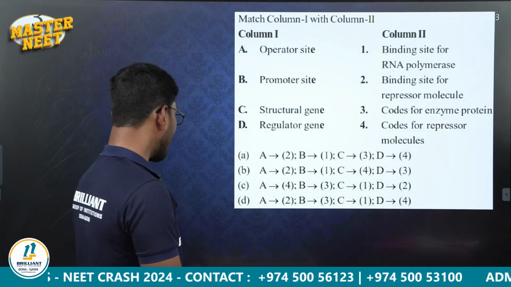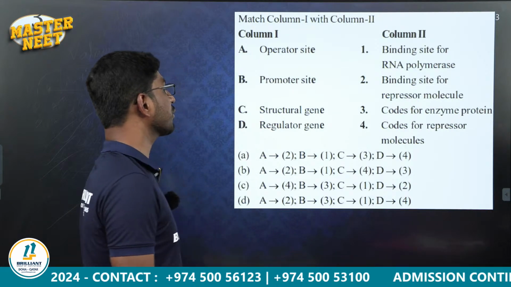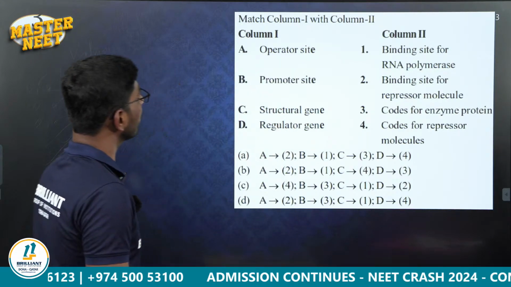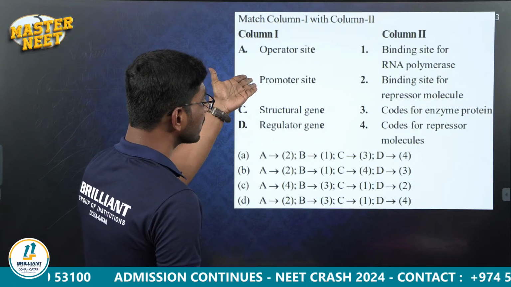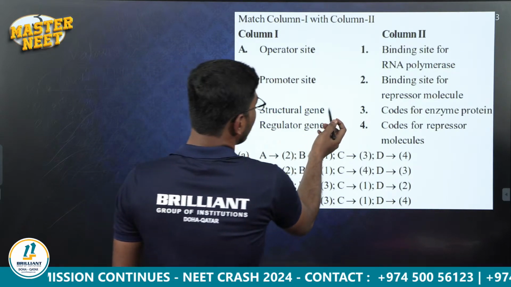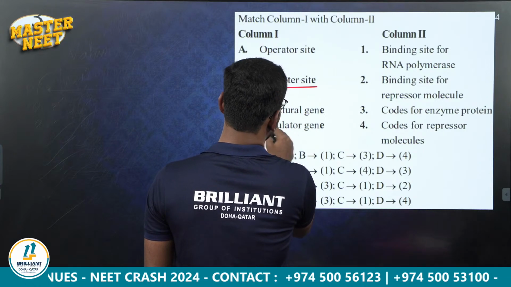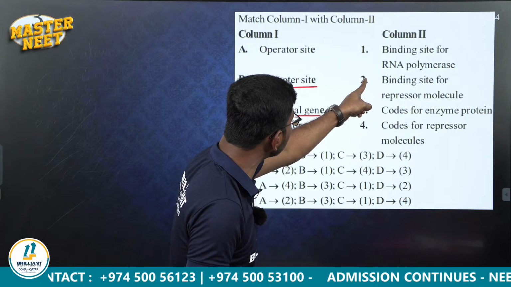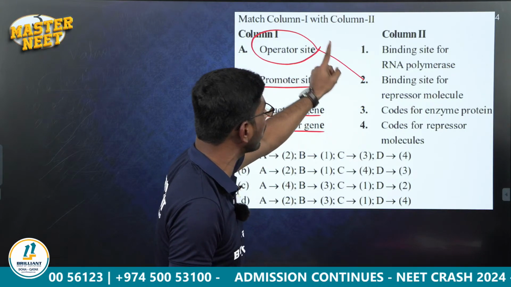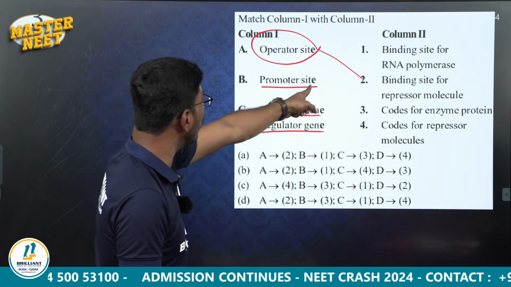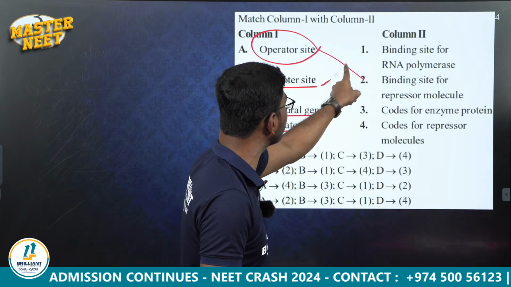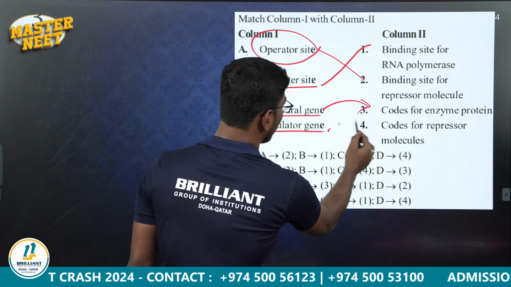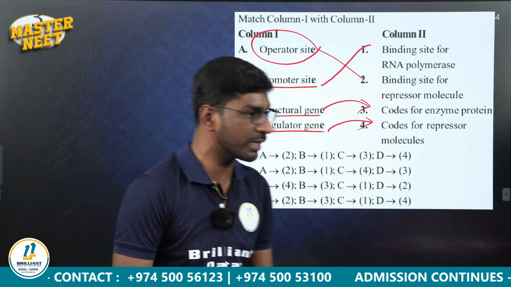Look at here. Operator site, promoter site, structural gene and regulatory gene are given. This is from the molecular basis of inheritance. In the operator site, what will come and bind? The operator site is the binding of repressor protein, blocking it, right? Binding of repressor molecule. The promoter site is what? Binding of RNA polymerase. The structural gene codes for what? Protein. The regulatory gene codes for what? Repressor. Am I correct? Correct.